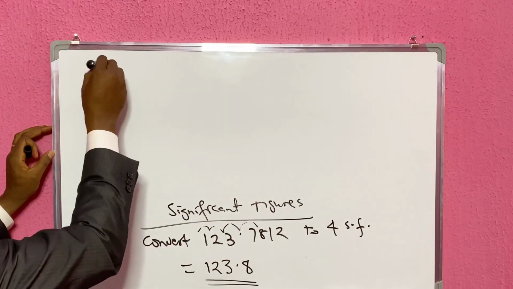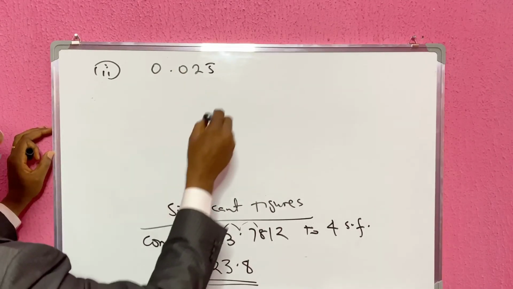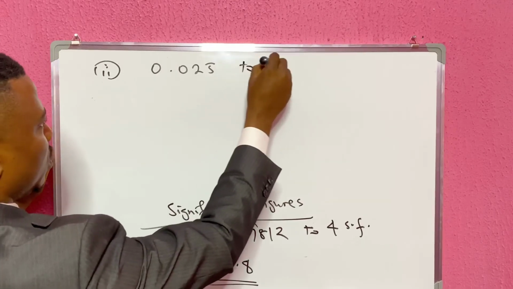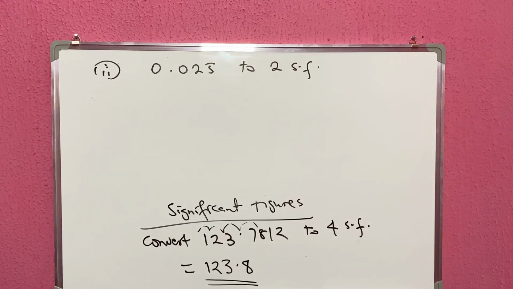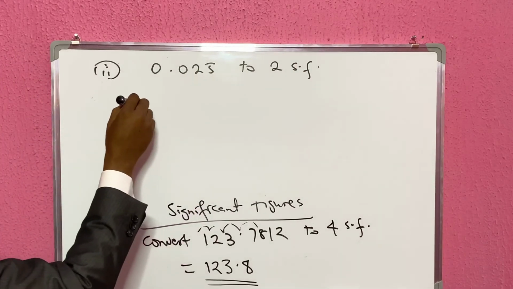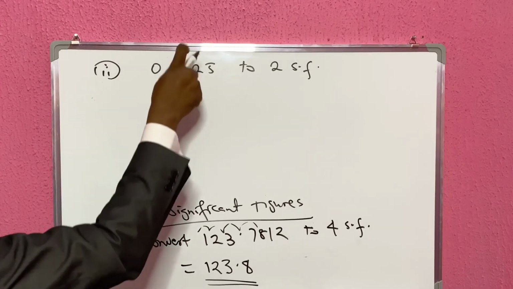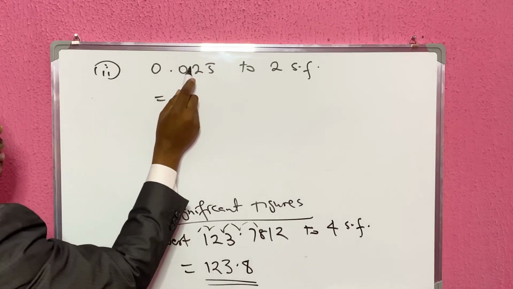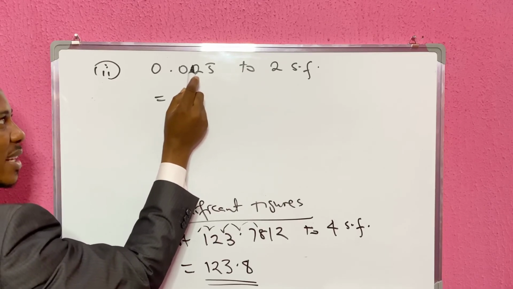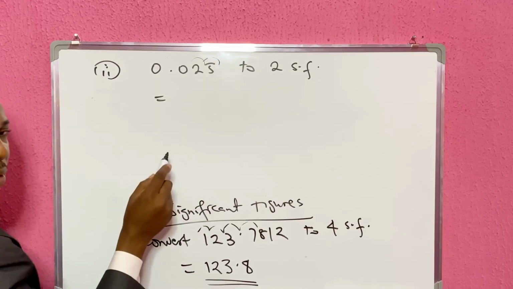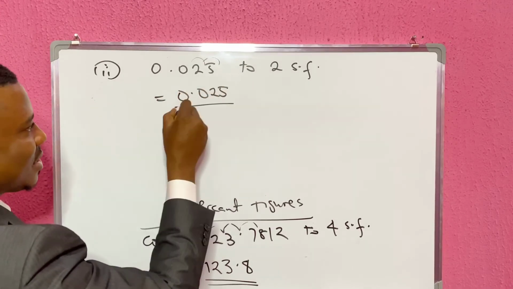But if you have 0.025 to 2 significant figures, your answer becomes, you won't start from here because it's 0. You start from the first positive value. That is from 2. 1, 2. So 0.025 is 2 significant figures.